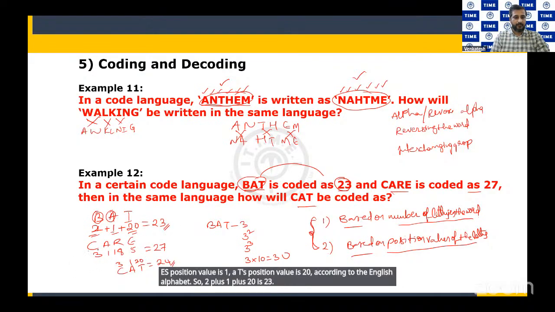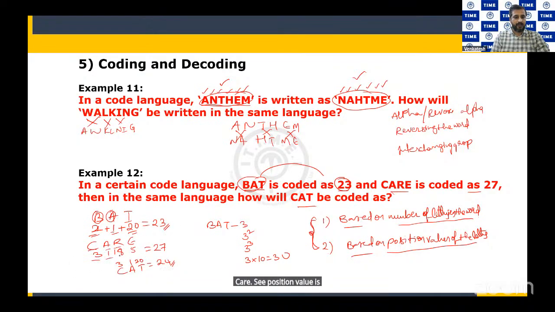Care. C's position value is 3. A is 1. R is 18. E is 5 in the English alphabet. So 3 plus 1 plus 18 plus 5 is 27.